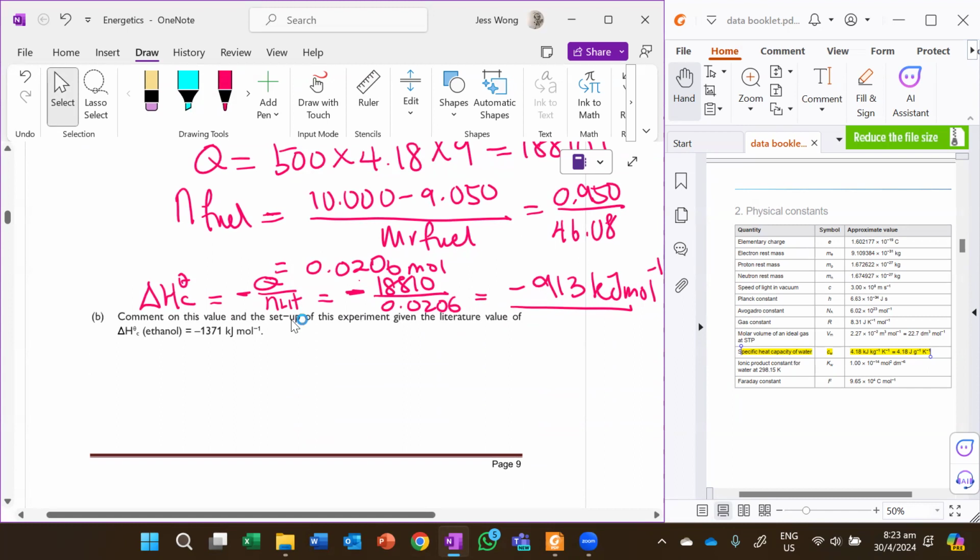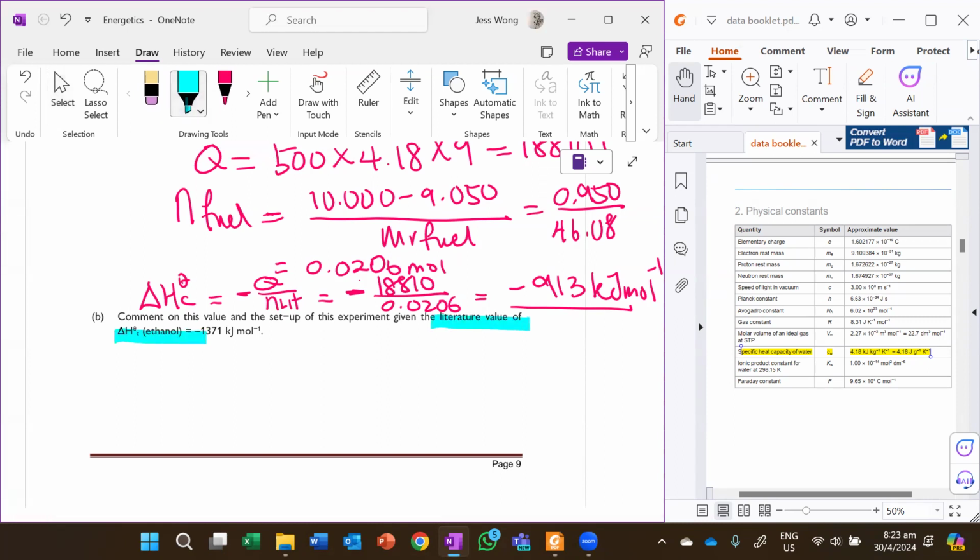Now, comment on this value. After you finish your experiment, you got a value of negative 913. That means giving out 913 kilojoules of energy. But the literature value is telling you that you should be giving out more energy, 1,371 kilojoules, and you are supposed to account for why there is a difference. There could be a few reasons. Firstly, there will be heat loss to the surrounding.